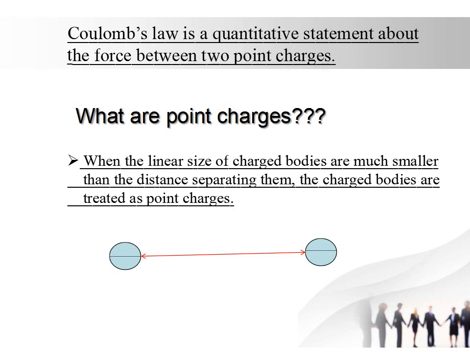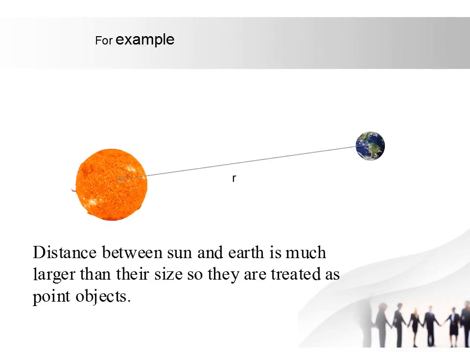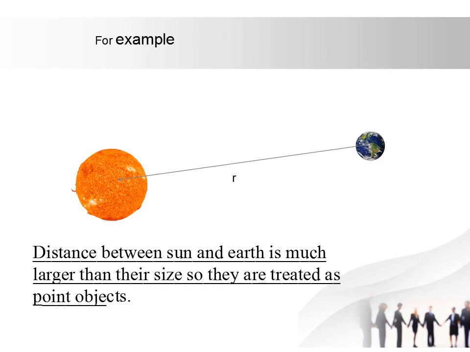Here you can see, for example, the distance between the Sun and Earth is much larger than their size, so they are treated as point objects at that time.